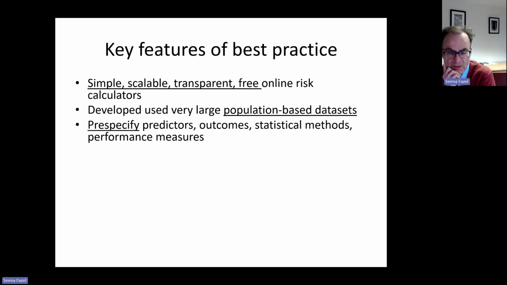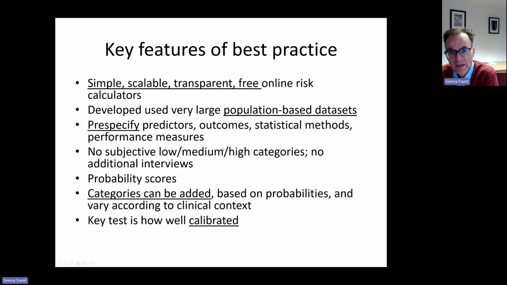And one of the methodological advances is how people develop these tools using the best standards now, which are about pre-specifying all of what you do, and following statistical methods, which again are pre-specified and clear and validated in other settings. Avoiding subjective categorizations like low, medium, and high based on subjective views about a few risk factors. Avoiding additional interviews because you want to reduce resource implications. Using probability scores. And categories can be added.